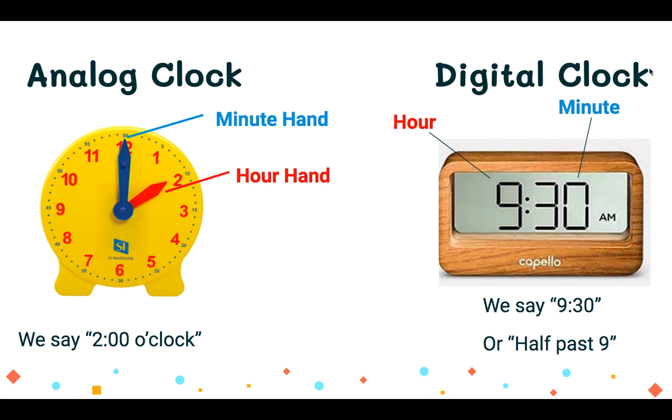Over here we have a digital clock. Digital clocks look like this. You can see what time it is, right? The first one, this one, tells us the hour, so we can say it's 9, and the minute, so 30 minutes. So we can say 9:30 or half past 9.